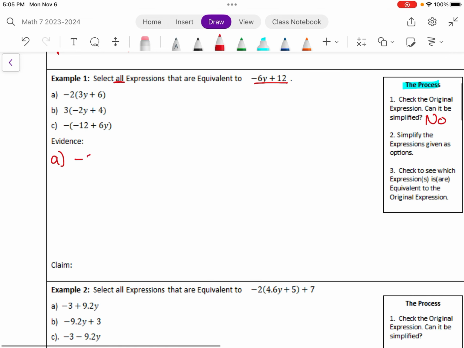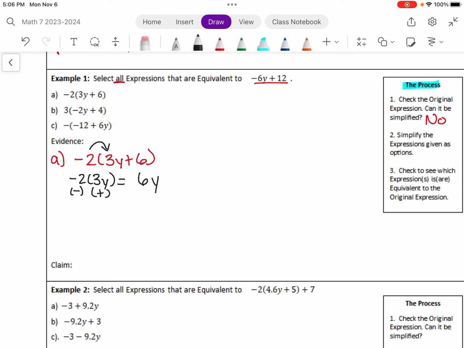I have negative 2 times 3y plus 6, and I am going to distribute that. So distributing that 2, negative 2 times 3y. Okay, I know that 2 times 3 is 6. I can't forget my y, and I have to check my signs. I have a negative and a positive, which tells me my answer is going to be a negative. Okay, and then I'm going to distribute again that negative 2 to 6. So negative 2 times 6, and that is equal to, 2 times 6 is equal to 12. Then I check my signs, and I got a negative and a positive, which makes that a negative.